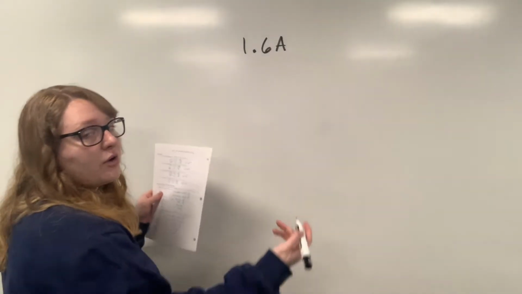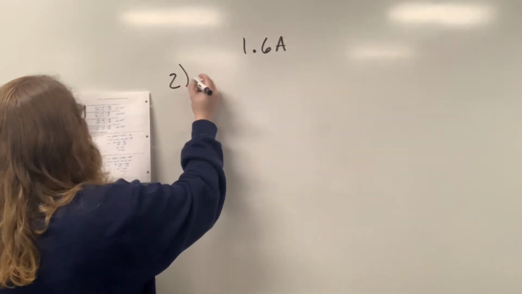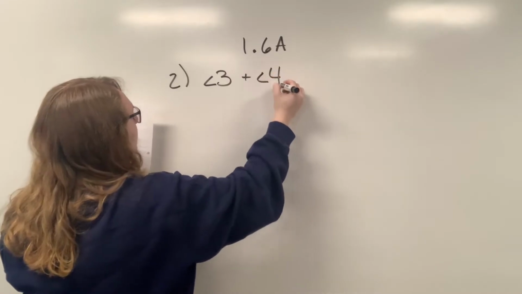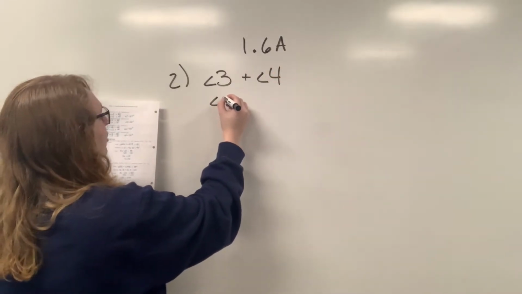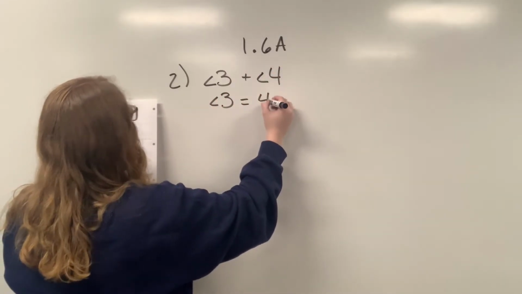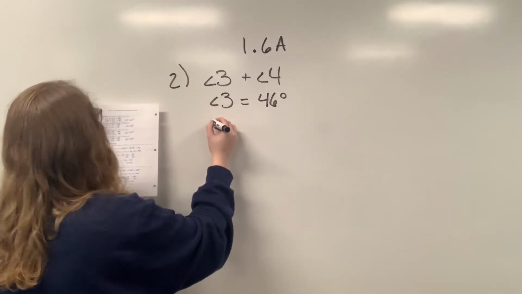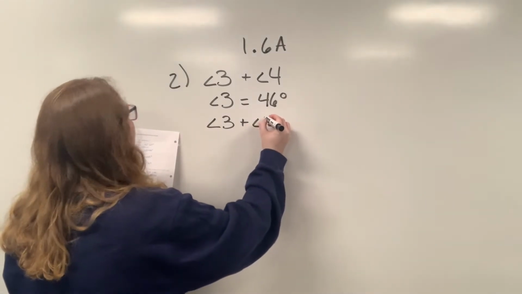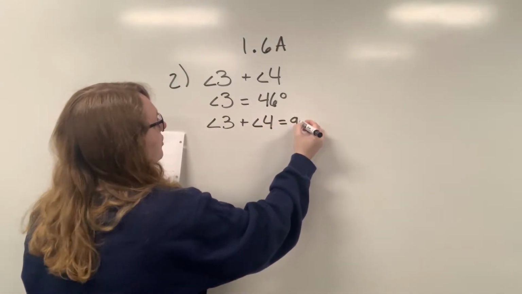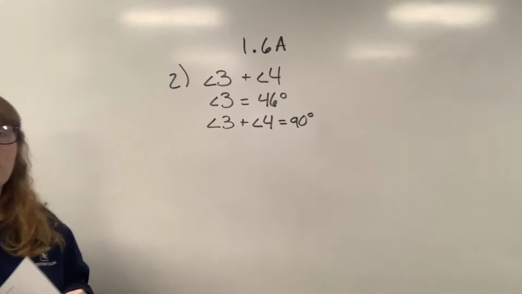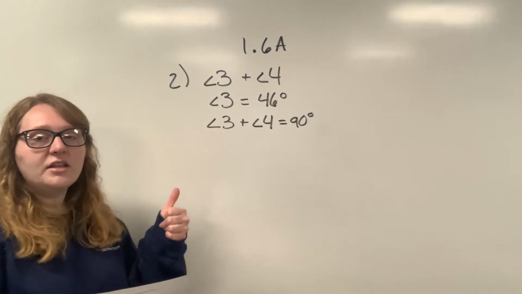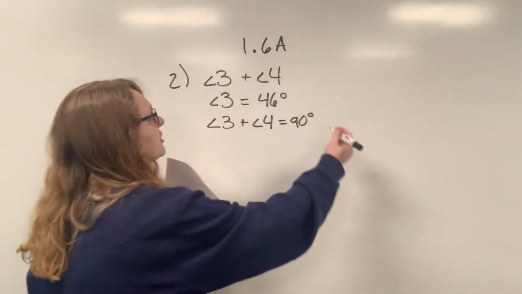Let's do another one of those. So for number 2, we have 2 angles. We have angle 3 and angle 4. We know that angle 3 is equal to 46 degrees, and we know that they are complements of each other. So when we add them together, we would get 90 degrees again, because again, they are complements, okay? So I wrote down everything we know.